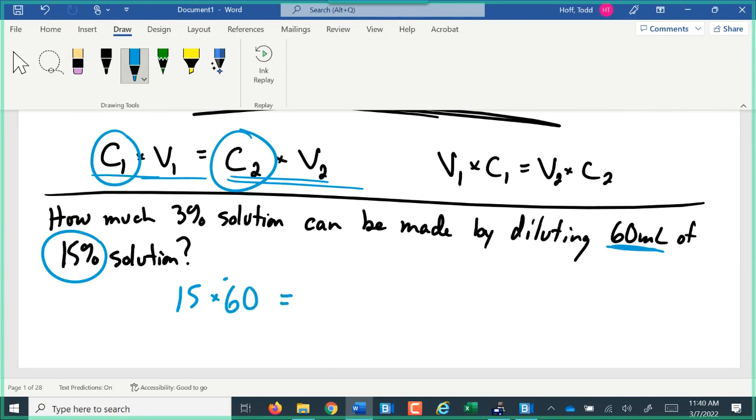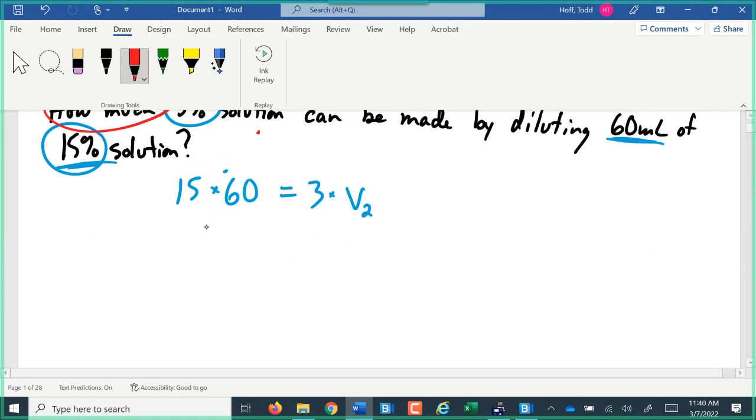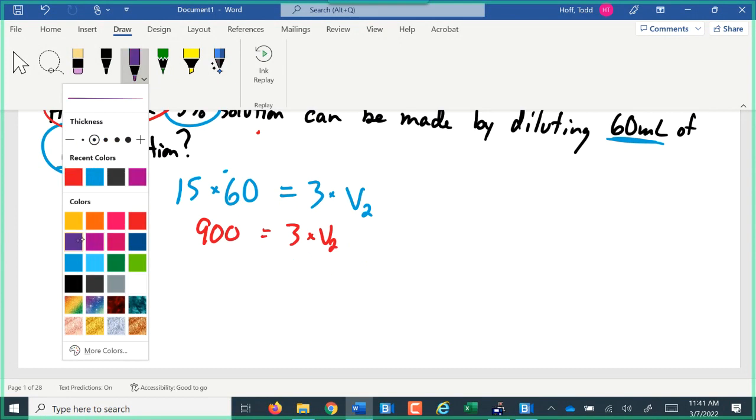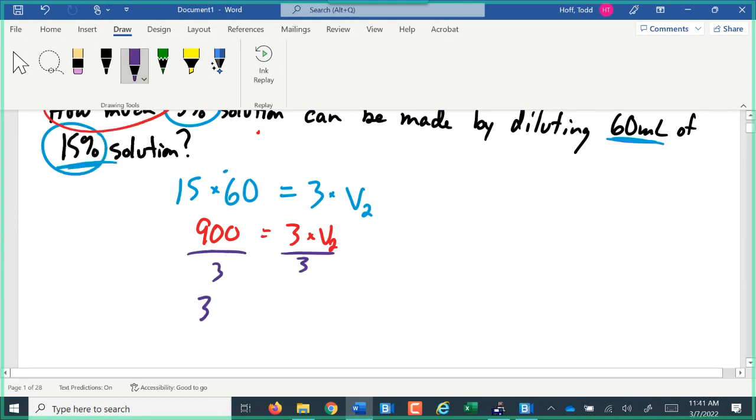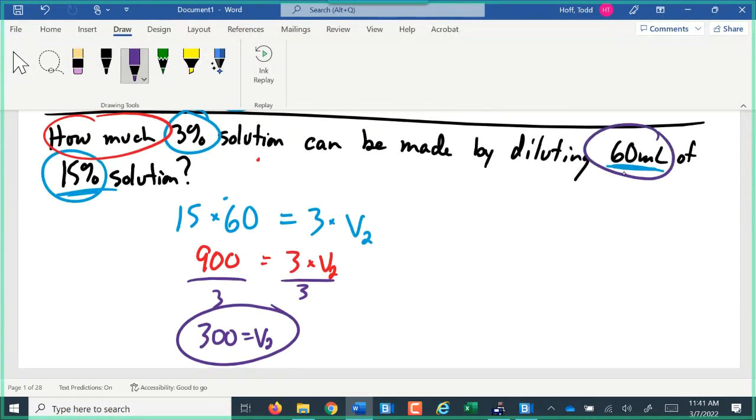So 15 times 60 is the left side of my equation. On the right side, I want 3% for my concentration. Well, I left this one as percent, so I'm going to leave that as percent, as 3 times V2. And I can find my V2. What I'm looking for is how much. So 15 times 60 is 900. And we'll divide by 3. 300 equals V2. Now we need to make sure we put some units back on that. This was in milliliters, so this is 300 milliliters of that 3% solution.